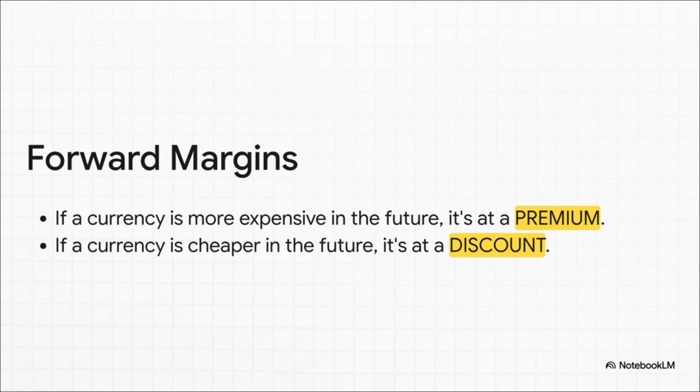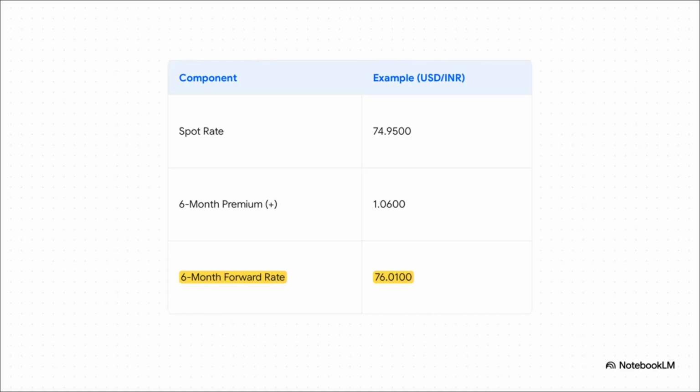And it's pretty simple. If a currency is priced to be more expensive in the future, we say it's trading at a premium. If it's expected to be cheaper, it's at a discount. And believe it or not, the math is incredibly simple. You just take the spot rate and you either add the premium or you subtract the discount. So in this example, to find the 6-month forward rate for the US dollar against the Indian rupee, you just add that premium right on top of the spot rate.